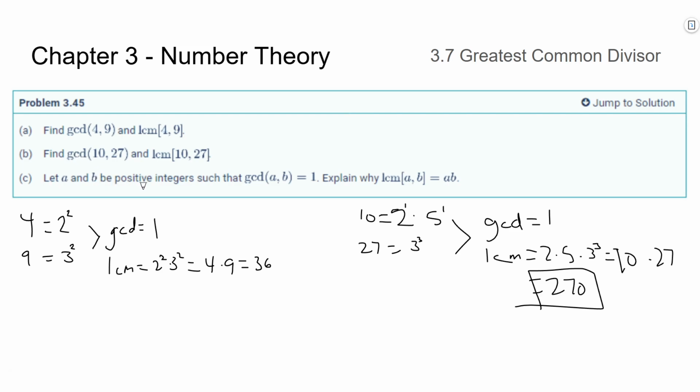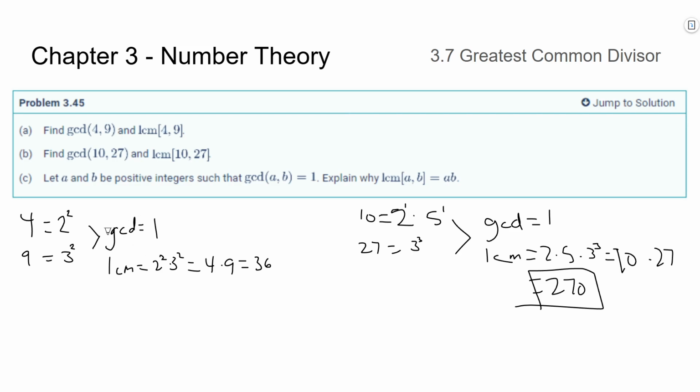All right, so let A and B be positive integers such that the GCD of A and B is equal to 1. Explain why the LCM is A times B. Well, okay, so what's common between these two, where the GCD was 1 and the LCM ended up being multiplying the two numbers together, right? 4 times 9 is 36. 10 times 27 is 270, and the GCD is 1. So why is it the case that both of those were the case? And will it always be the case?